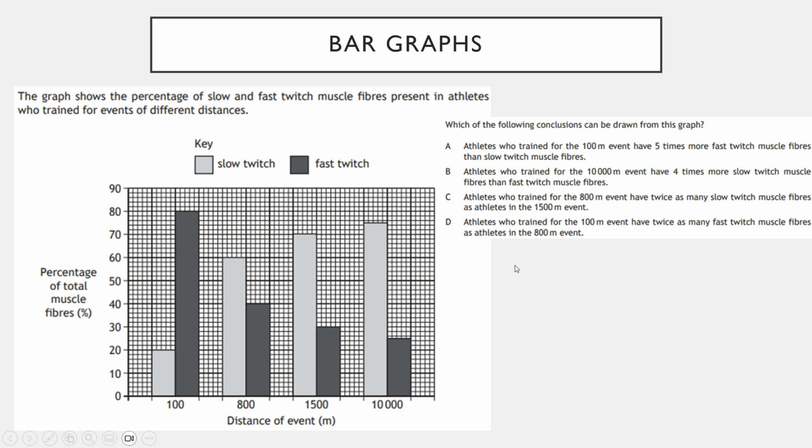So test out these different theories. The only one that will hold true is D. Athletes who train for the 100 metre event have twice as many fast twitch as athletes in the 800 metre event. So it could be a case of going through, pulling out the values and doing the calculations.